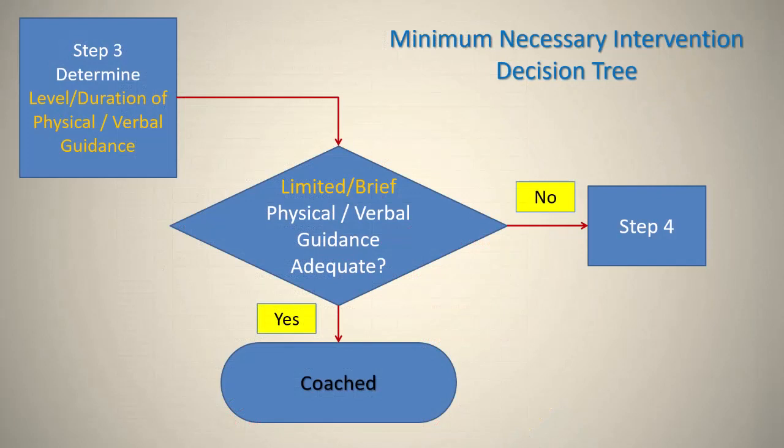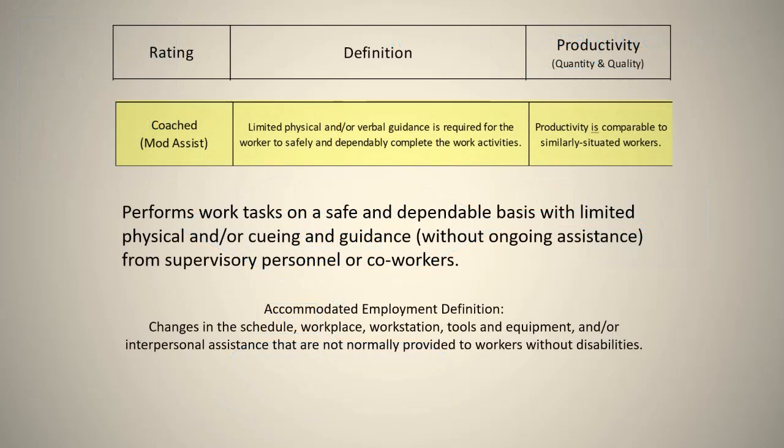In step 3, we need to determine the level and duration of any physical and/or verbal guidance that is necessary to allow the evaluee to work on a safe and dependable basis. If this is adequate, the rating is coached. At the coached level of accommodation, the evaluee can work on a safe and dependable basis with brief or limited support. If the brief or limited support is inadequate, however, so that the assistance from the evaluator needs to be ongoing or repeated, it doesn't qualify for the coach level, and we go to step 4.